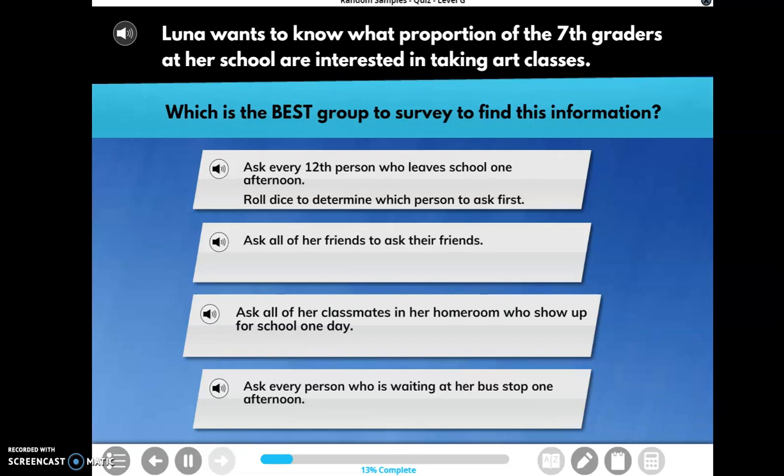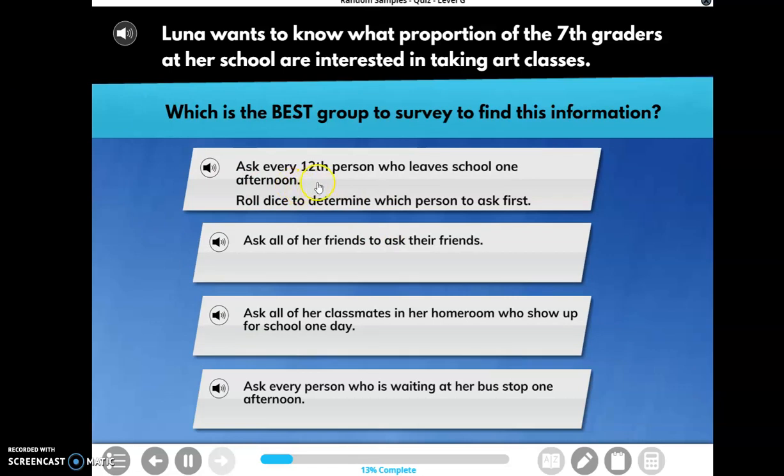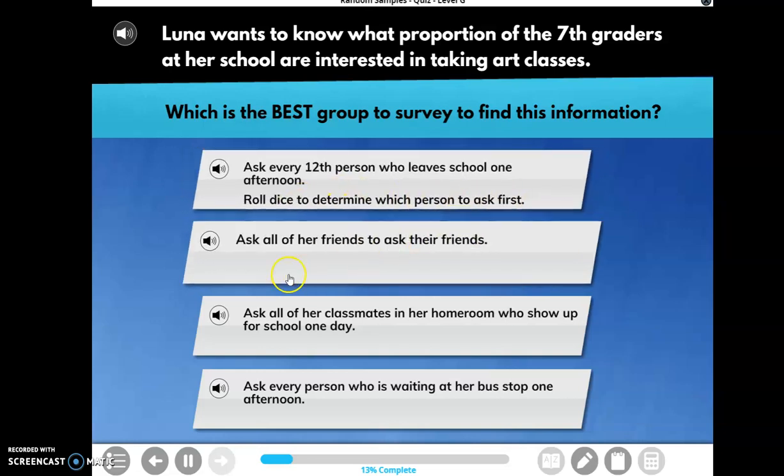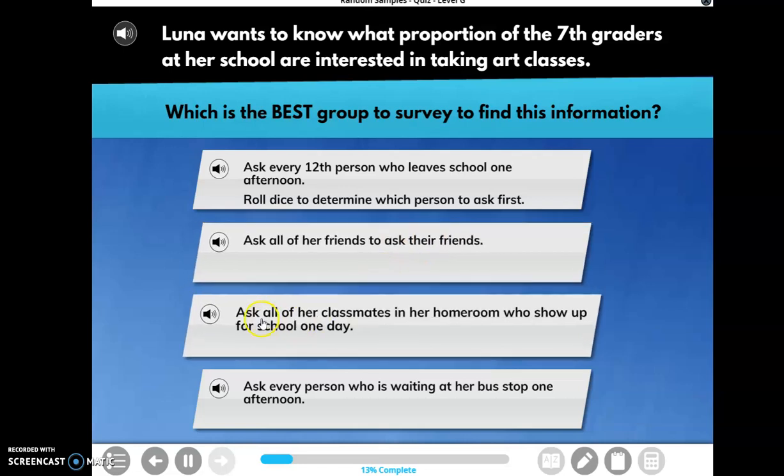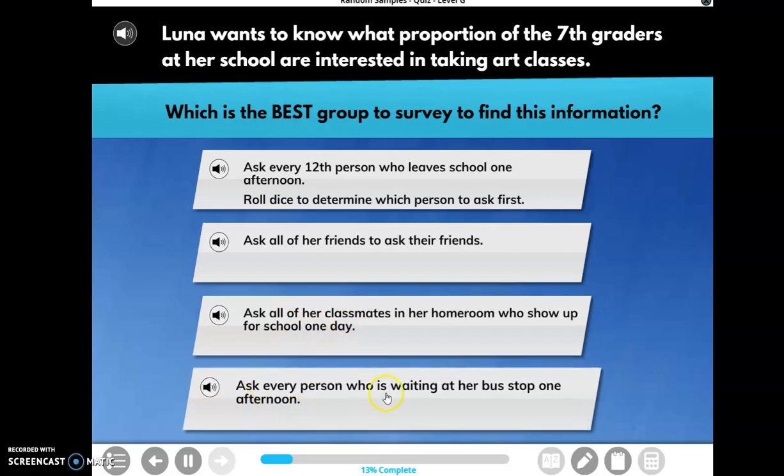Okay, so Luna wants to know what proportion of the 7th graders at her school are interested in taking art class. So we have: every 12th person who leaves school one afternoon, roll dice to determine which person to ask, or roll dice to determine which person to ask first. Ask all of her students to ask their friends, all of her friends to ask their friends. Ask all of her classmates in the homeroom who show up for school one day, or ask every person who's waiting at her bus stop.